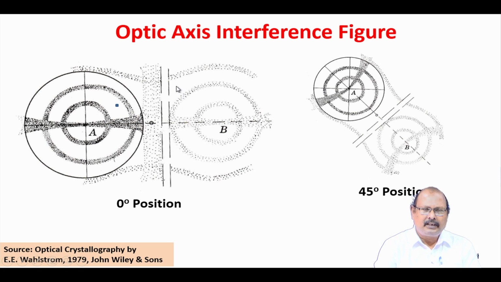What you essentially see here in the optic axis interference figure of a biaxial mineral is only one arm of the isogyre, the other arm is here. On the other side we do not see this arm. This optic axis interference figure is very often called one half of the acute bisectrix interference figure.